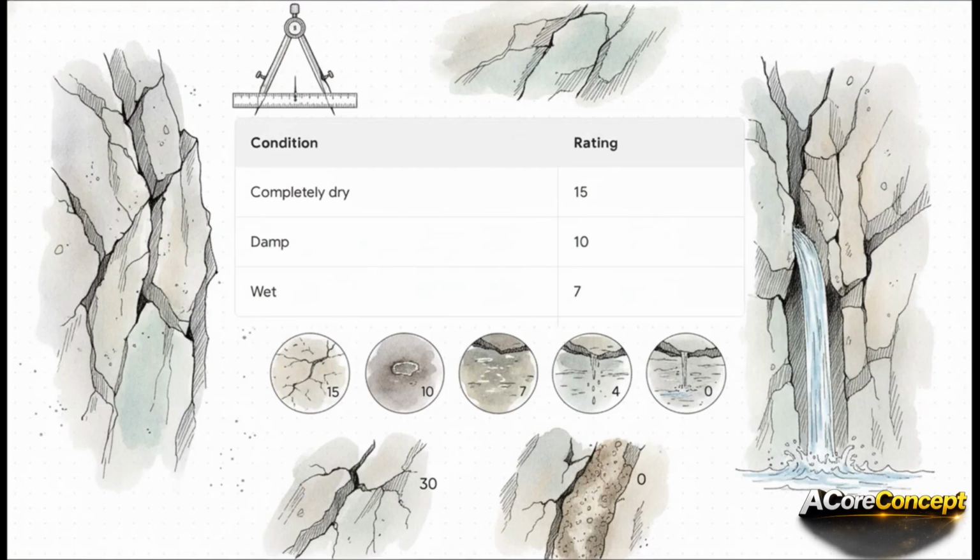By referencing the standard RMR tables, we assign a numeric score to each of those 5 parameters. Let's say the slope is bone dry. You earn a very favorable 15 points towards your baseline. But if there's literally flowing water pouring out of the rock face, that score plummets all the way to 0. Similarly, if the cracks have really rough surfaces tightly locked together, you get 30 points. But if those cracks are filled with soft, slippery gouge material, you get 0. We just add these 5 parameters up to get our RMR basic score.